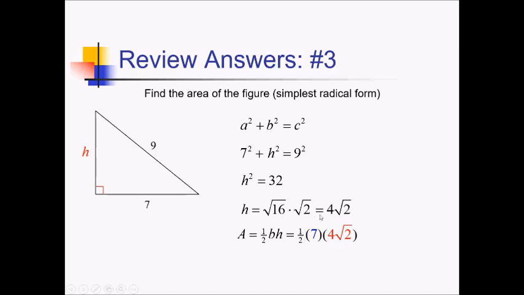So I'm going to do 1/2 times 4, which gives me 2. So I've got 7 times 2 radical 2, giving me an area of 14 radical 2. And we've got to be careful. If there were units on this problem, like, for example, this was inches, then our answer would have units of inches squared or something squared.